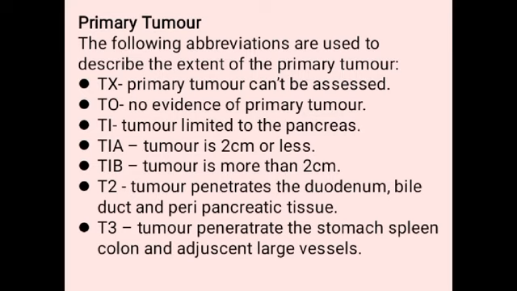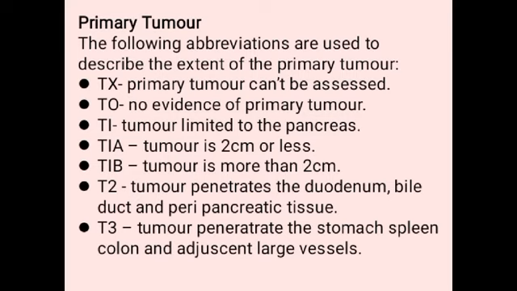If the primary tumor cannot be assessed, it is abbreviated as TX. When it is T0, it means there is no evidence of the primary tumor. When it's T1, it shows that the tumor is still limited within the pancreas at the site of origin, so it is still localized. T1A shows that the cancer has been detected within the pancreas, but the lesion is still small, 2 centimeters or smaller.